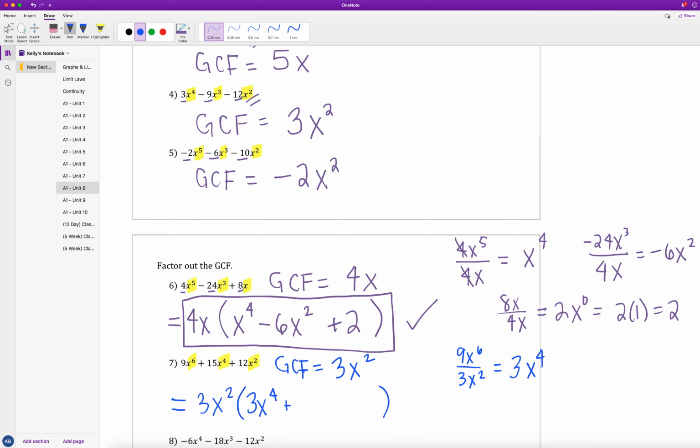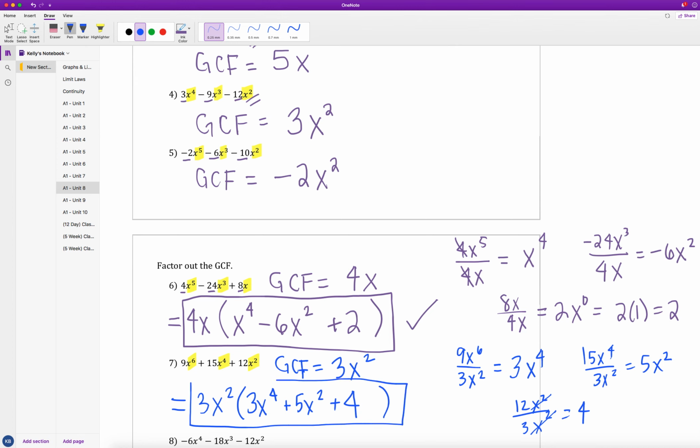Then plus, on our second term, we have 15x to the 4th divided by our GCF would give us 5x to the 2nd, since 15 over 3 is 5, and then x to the 4th over x to the 2nd will give me x squared. Then on our last term, we have 12x squared divided by 3x squared. 12 divided by 3 gives me 4, and then x squared over x squared cancel. So I get plus 4. And that is our factored form.